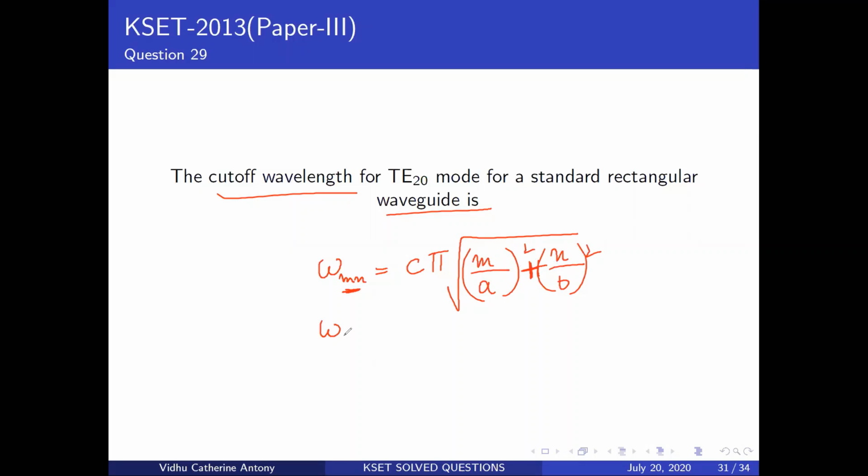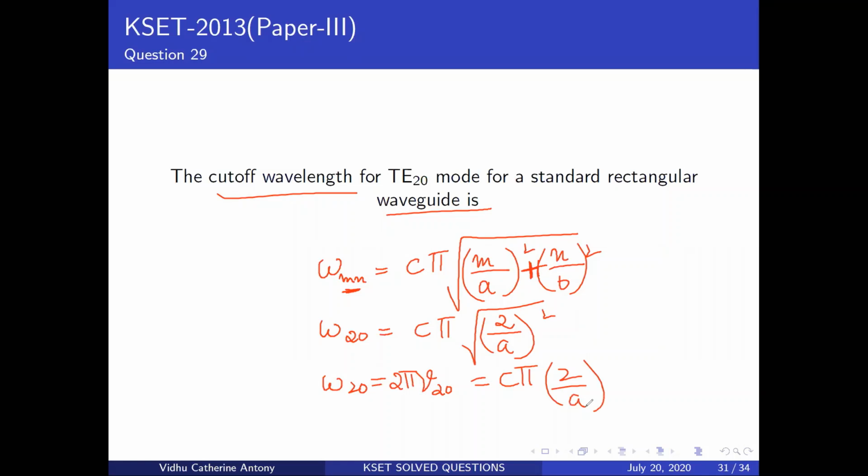Okay. So now let's look at the cutoff frequency first. Let's look at the cutoff frequency for this TE20 mode. So you can write 20 here, and then you end up getting root of 2 divided by A whole squared. Let's simplify this a little. How can I write this omega 20? I will write it as 2 pi nu 20, changing from angular frequency to this, and this is what I end up getting. So I will cancel the 2 and 2, I will cancel the pi and pi. I end up getting nu 20 is equal to c divided by a.